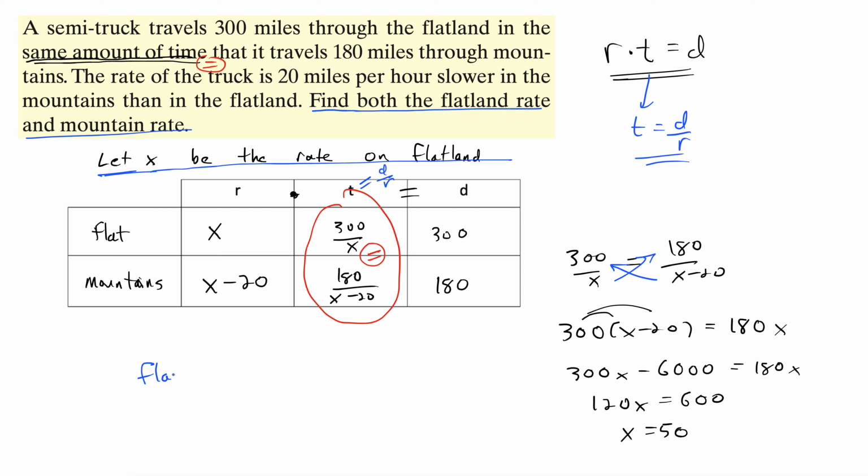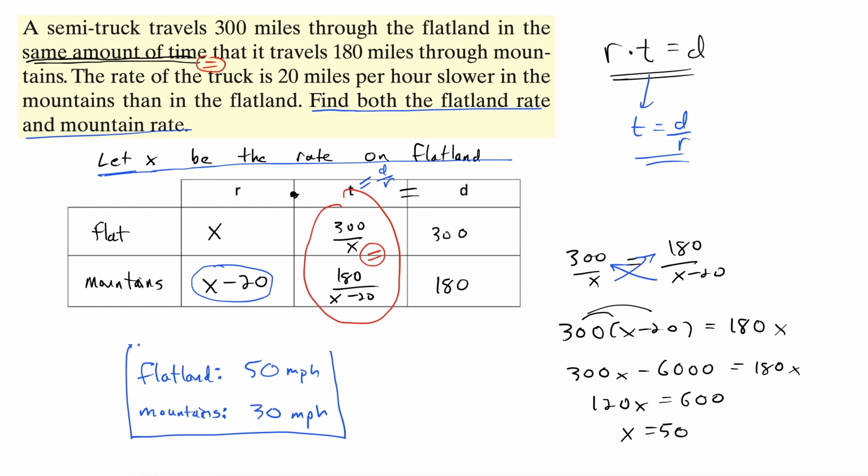So flatland, we have 50 miles per hour. And in the mountains, well, it's 20 miles per hour slower in the mountains, so 50 minus 20, 30 miles per hour. So there's how we present the answer to this one.